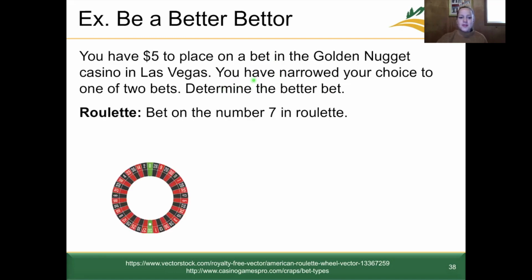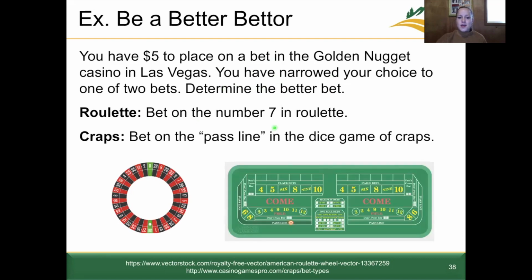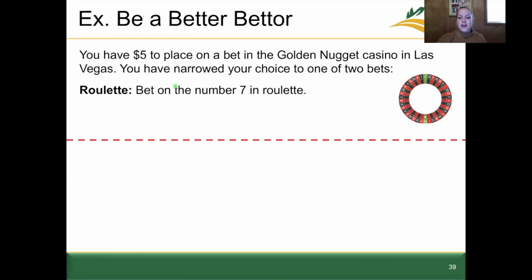The first option is that we're playing roulette and we're betting on the number 7. The second option, we're going to play craps and we're going to bet on the pass line in this dice game. Let's talk about this roulette option first. So we're going to bet on the number 7 in roulette. We've talked about roulette before, where there are 38 different slots, 38 different options.